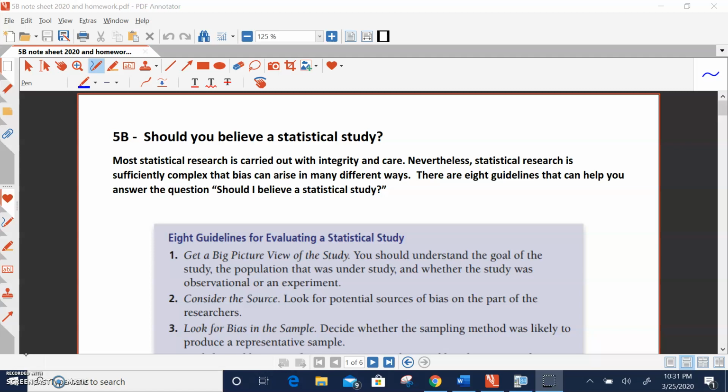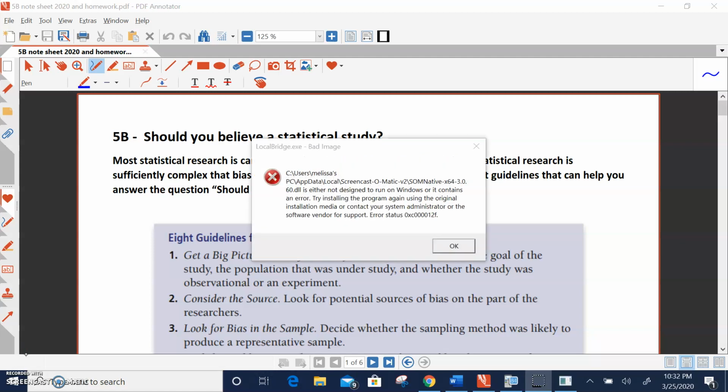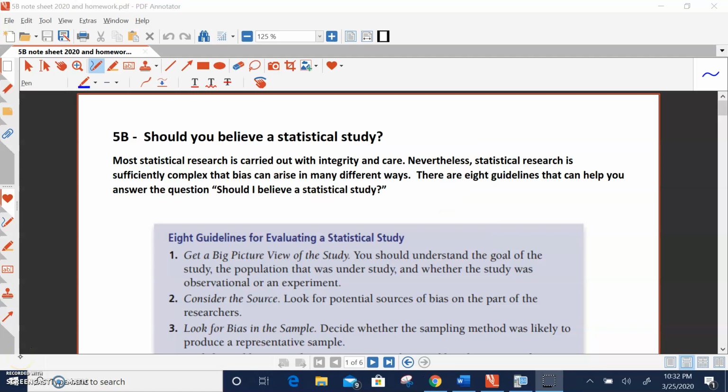Now, you don't need to memorize these guidelines. We're just going to read through them and then go through the homework together to get an understanding of things that can occur in a statistical study. So let me pause and get rid of this error. All right, so let's check out these 8 guidelines.